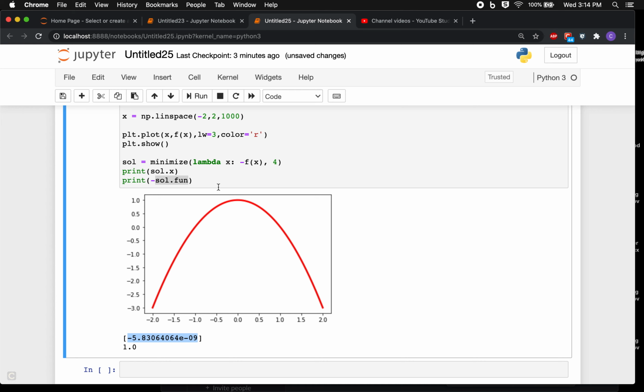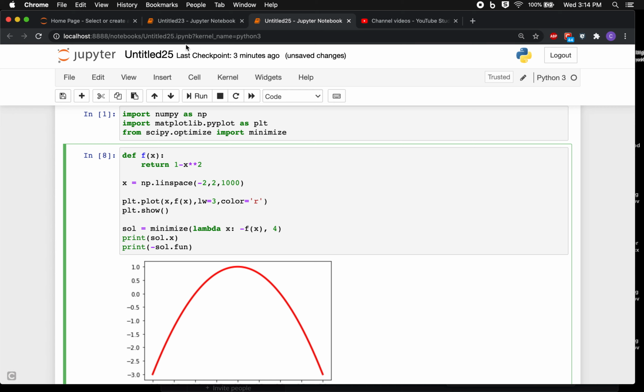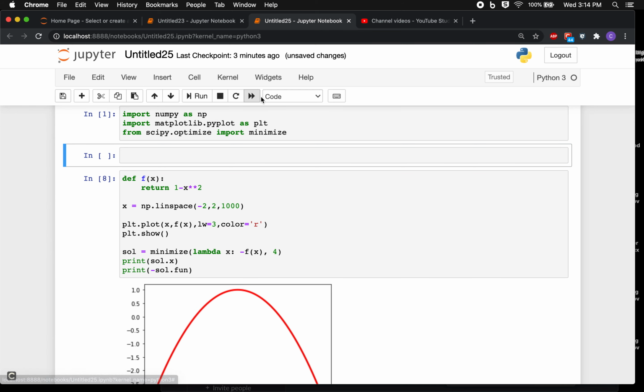So all you have to do is play this trick with minus signs to convert a maximization to a minimization. Another way of doing this, if I want to write it in Markdown, is the formula: max of f of x is equal to minus min of minus f of x.